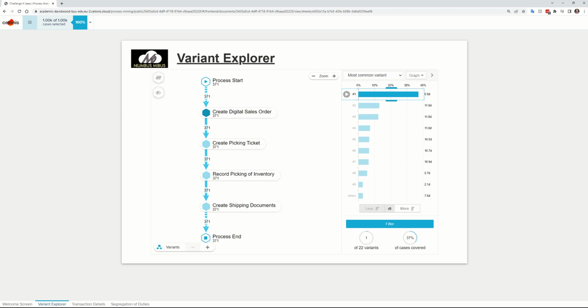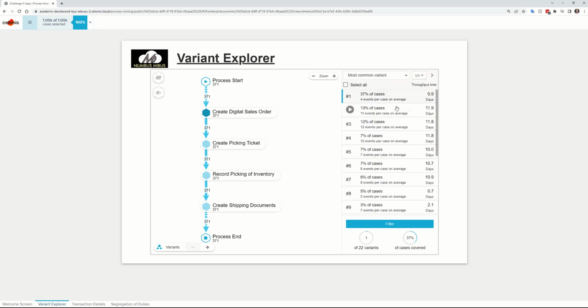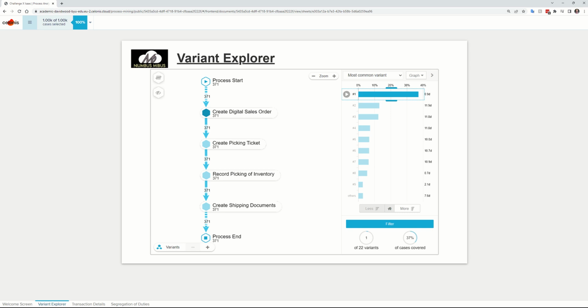The second question is asking what are the total number of variations. There's again a couple different ways you could do this. You can see here at the bottom that one of 22 variants is selected as shown here, but you can also go up here to the top, go from graph and click on list and scroll to the bottom, and you can see that number 22 is the last one. So there are 22 different variants within the cash conversion process.